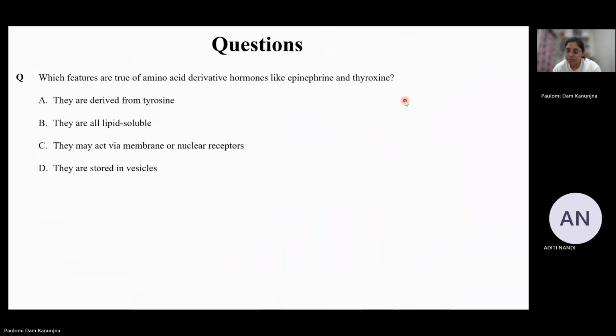Yeah, what is the answer for this? Okay, it's basically talking about amino acid derivatives, which are basically peptide hormones, epinephrine and thyroxine. Which of these are true for these hormones?